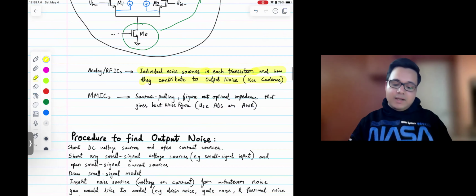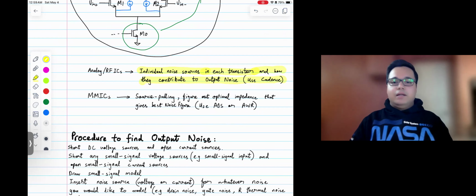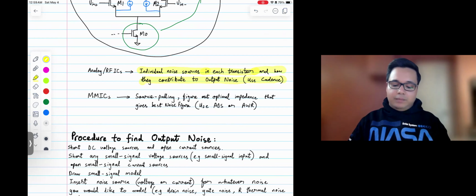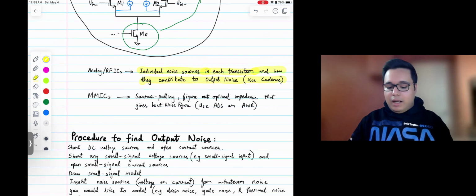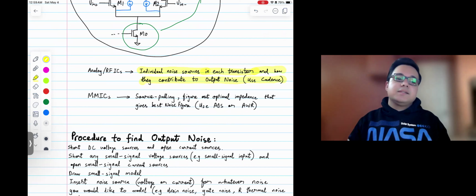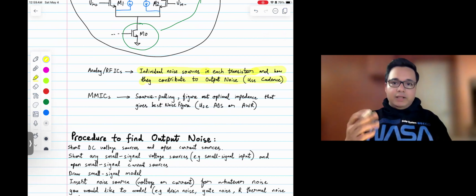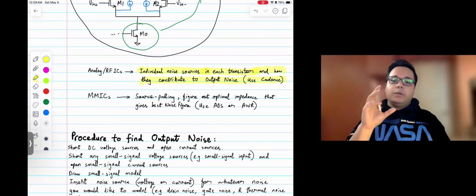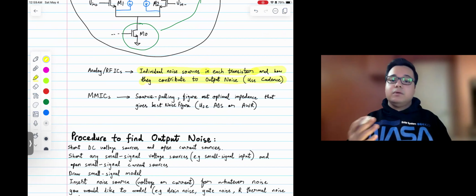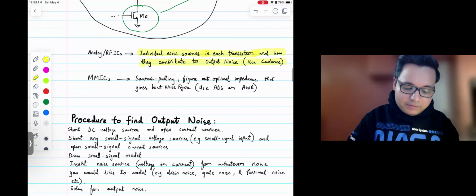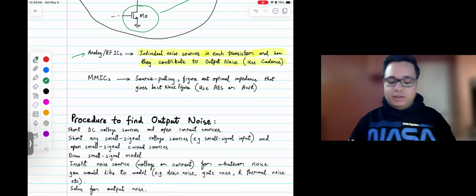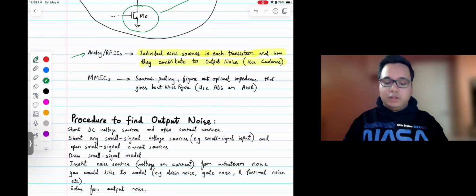But for example, in MMICs, they have a different way to analyze noise. They would do something like source pulling, and they would figure out the optimal impedance that gives them the best noise figure. And the tools might also be different. They could use ADS or AWR for their analysis. So again, we're trying to get to the same thing, trying to find the region where you would get lowest noise. But the ways of doing noise analysis might be different depending on the kind of circuits you're looking at. And for the purposes of this video, we are looking at the method for analog and RF circuits.